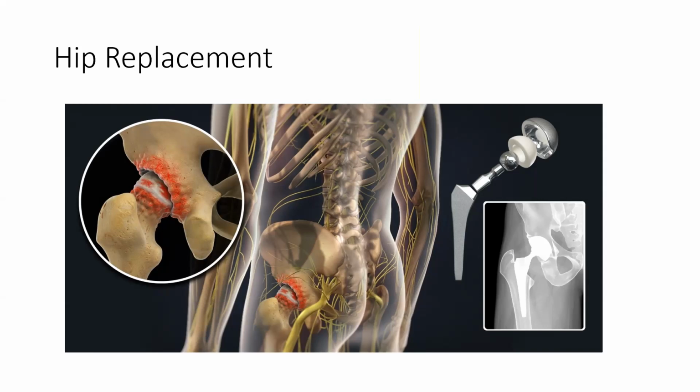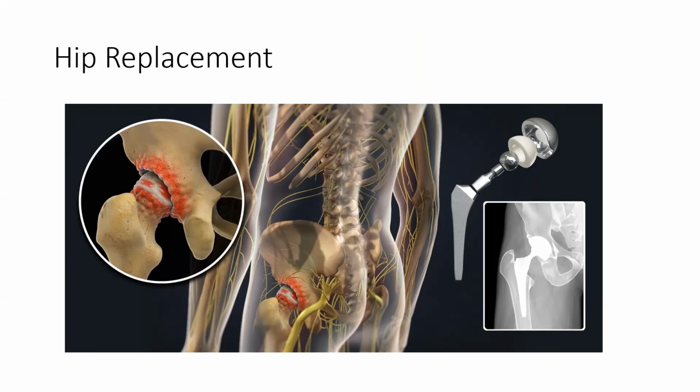Now in the hip, a lot of things drive the hip replacement. It can be a fracture of the hip. It can be just wear and tear in the hip too. We can see inflammation going on here in this picture. Usually one of the causes of hip replacement is a weakness in the bone.